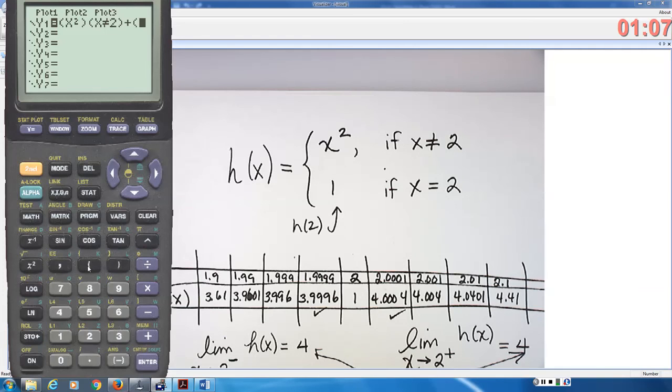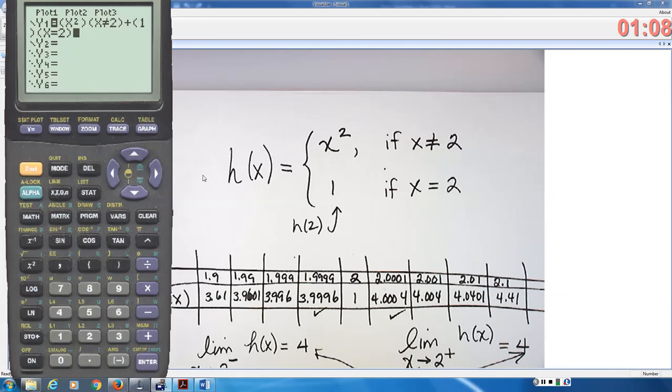Plus, then you put in the second part of the function, which is just the number 1. And it goes in, again, parentheses. But its domain is only if x equals 2. So x equals 1. Or not 1, 2. Okay?